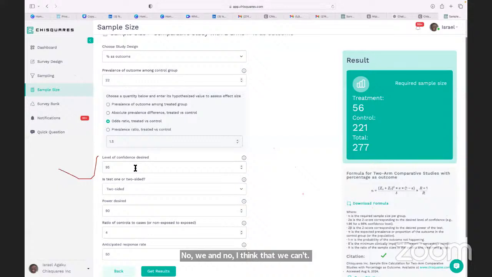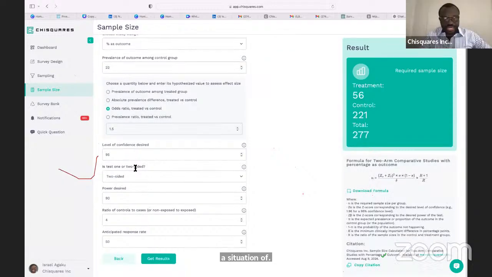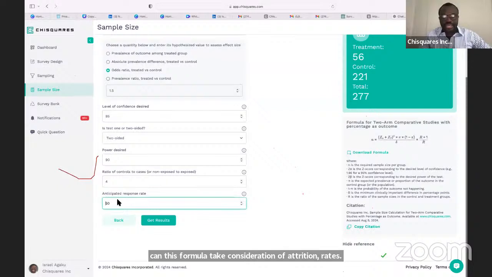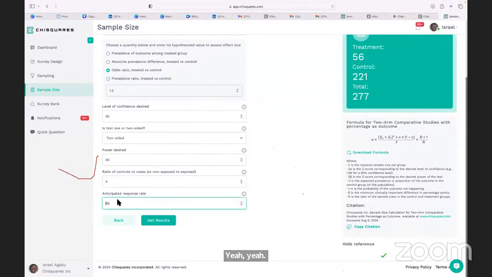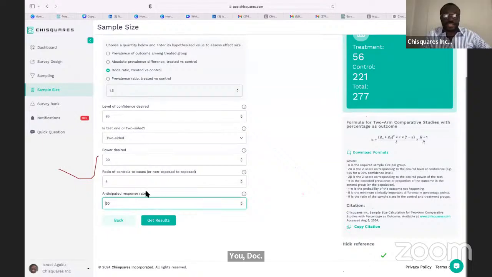Prof, can this formula take consideration of attrition rate? Yeah, the attrition rate. Sorry, I interrupted you. Please go ahead. Oh, for cohort studies. Yeah, it does. That's why we have that transient response rate.